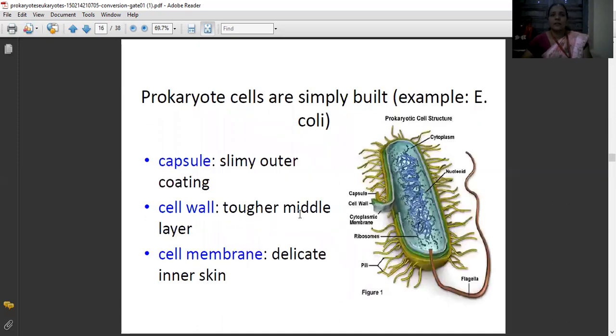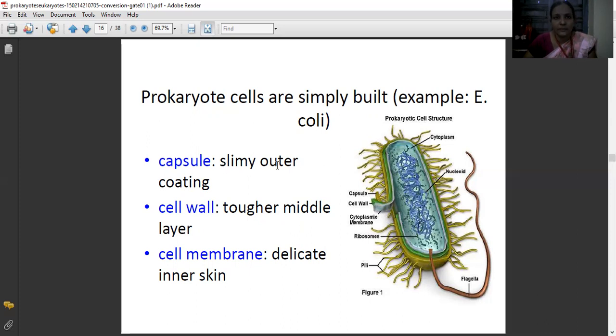the detailed structure of prokaryotic cell. See here, the prokaryotic cell is having an outer capsule, thick capsule present है, उसके अंदर cell wall present है, उसके अंदर cell membrane present है. Three envelopes are there: capsule, cell wall, and cell membrane.